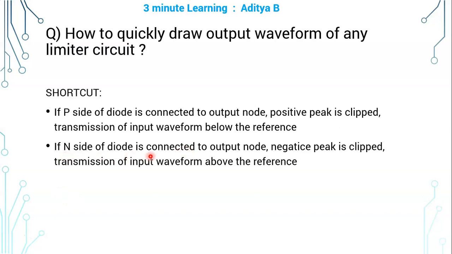Likewise, if the N side of the diode is connected to the output node, the negative peak is clipped. The negative part is removed. The negative portion of the input waveform below the reference voltage is eliminated, and the input waveform above the reference voltage is transmitted.